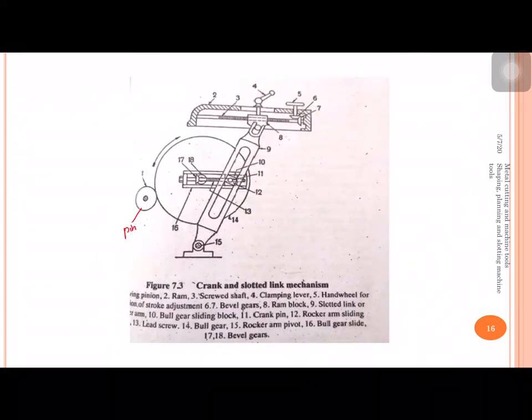Here you can see this is what the pinion, and this is what the bull gear. And once this bull gear rotates, then you have this block. This is called as the sliding block. And this sliding block will move along this slotted lever, either in the upward direction or in the downward direction. That is depending on exactly at what location it is about to rotate with respect to the crank.